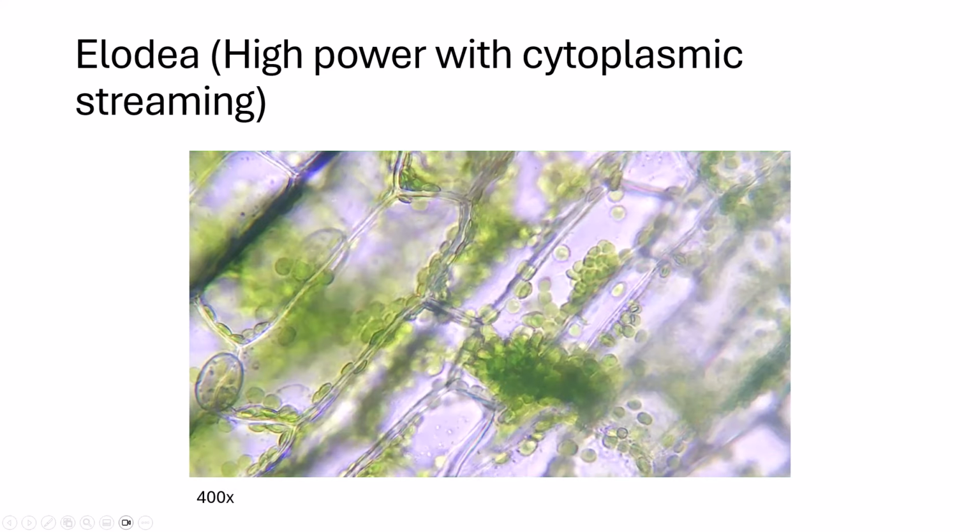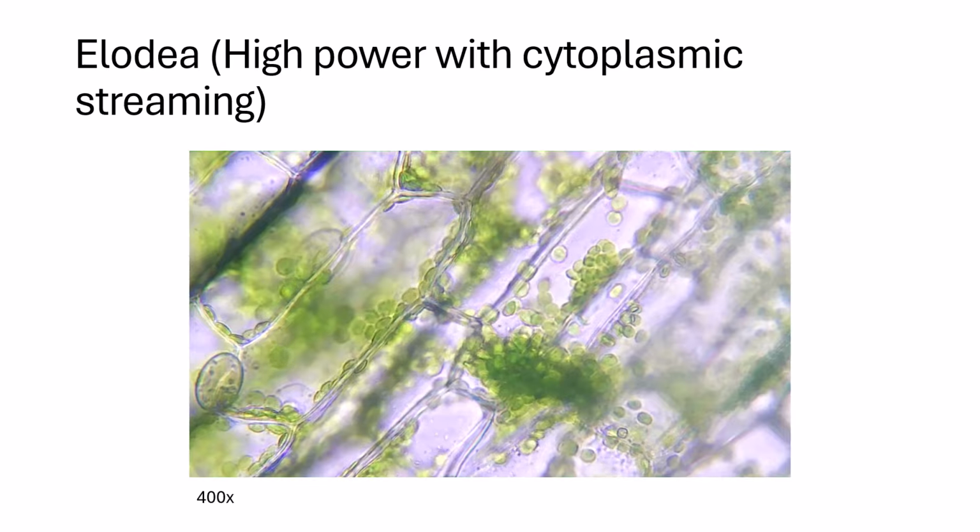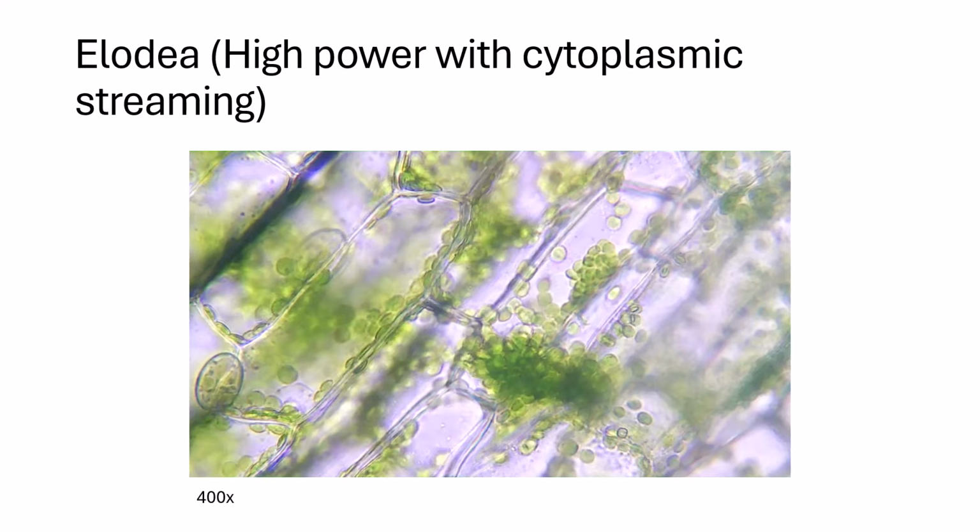Now we've switched to high power, where you can start to see individual Elodea cells much more clearly. As you look at this image, start asking yourself, where is the boundary of each cell? Can you trace the cell wall all the way around? Do you see small green structures inside the cell? Where are they concentrated? Near the edges or throughout? Are the green structures all the same size and shape? Is there a large, clear, empty-looking space in the center?